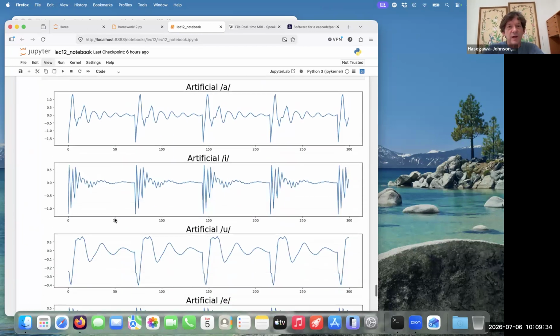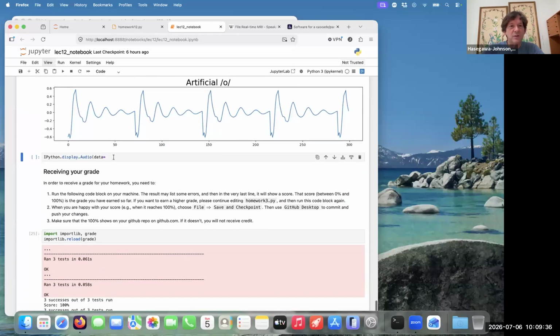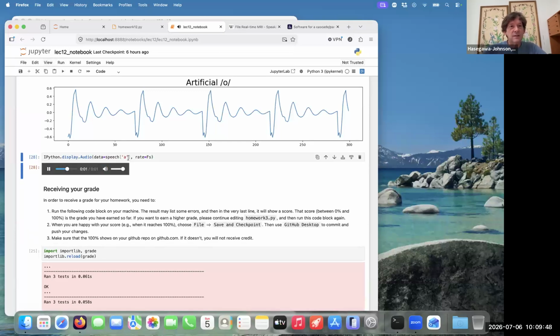Let's see, there we go. Now we've got A, E, U, A, O, and now I should be able to play data as speech of each vowel separately and see what they sound like. So if I play the A first, and now I'll play the E, and now the U, and now the A, and now the O.